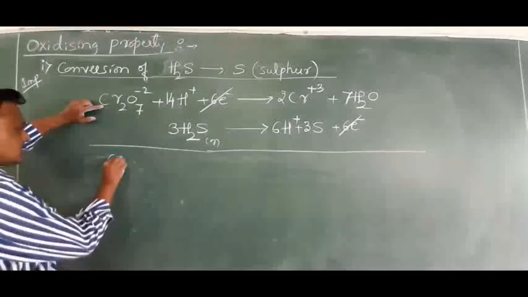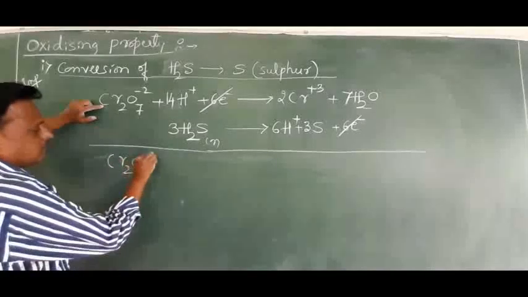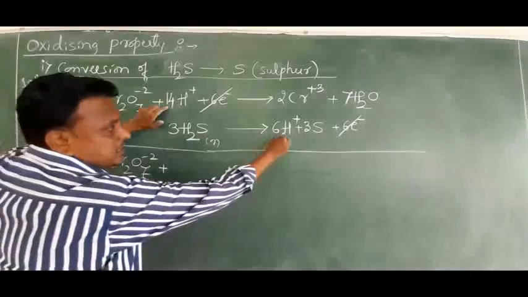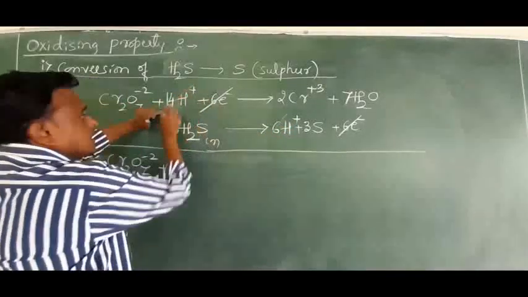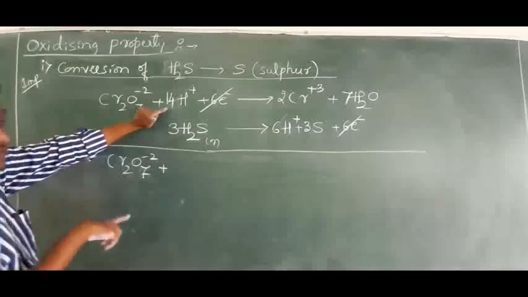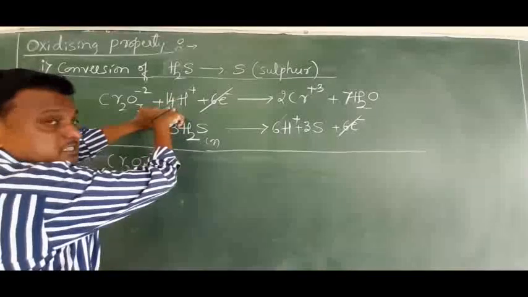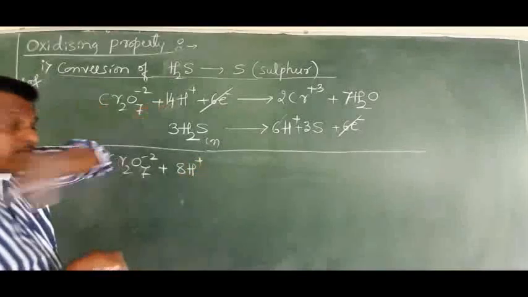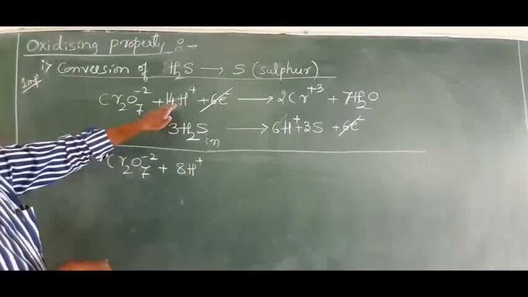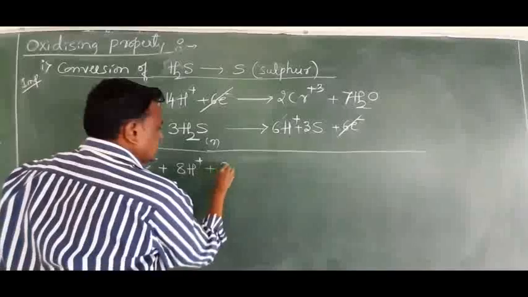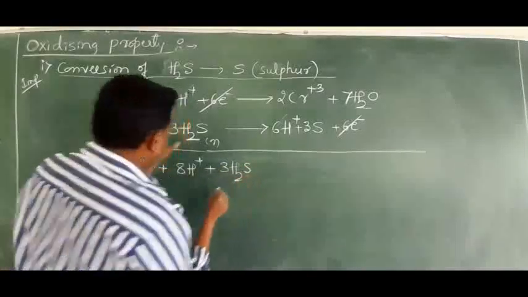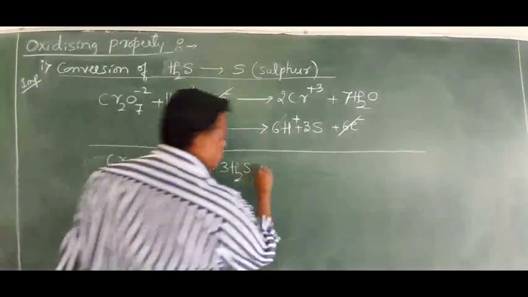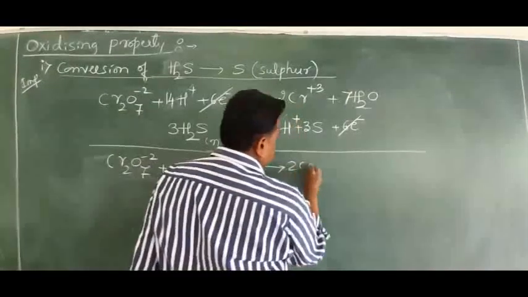Now we have Cr2O7 2 minus plus 14H plus, and this is also cancelled with the 6 hydrogens. So you lose the 6 hydrogens, and it becomes 8H plus, plus 3H2S. This is completely balanced. Now here it becomes 2Cr plus 3.